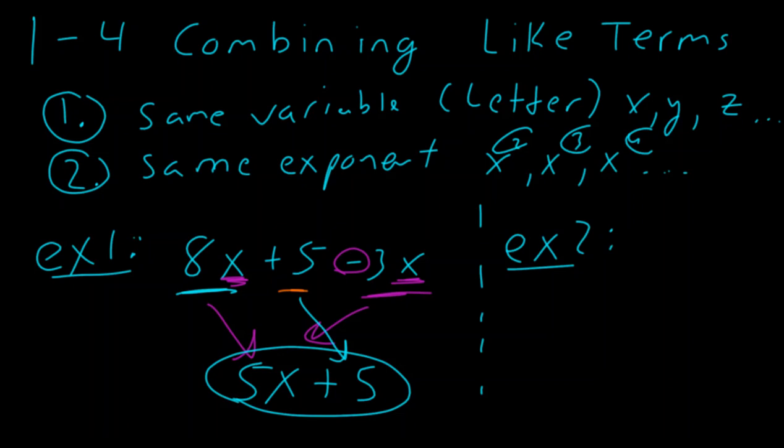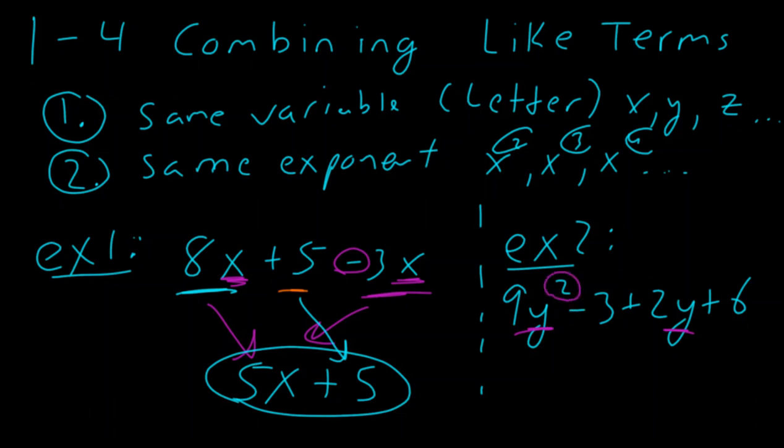Let's try something a little bit trickier. What if I did something like this? 9y squared minus 3 plus 2y plus 6. Now notice, we actually see the same letters. We see a y right there and a y right there. My question is, can these combine? What do you think? And of course the answer is actually, no, they can't.